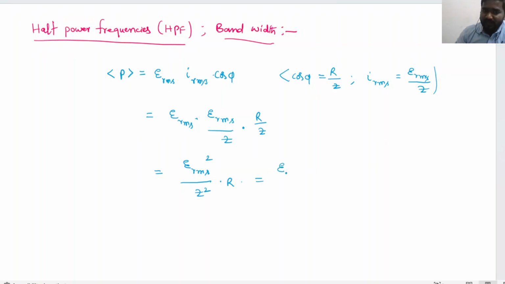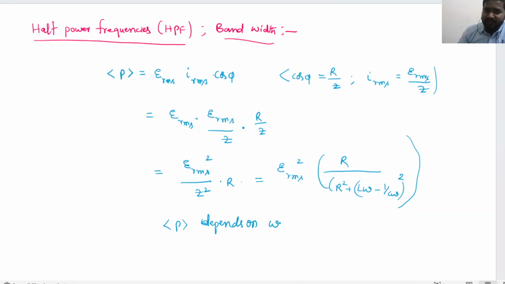Further, you can extend this. E RMS square times R divided by Z square, where Z square is R square plus (L omega minus 1 upon C omega) whole square. So that is your net average power consumption. Now it is clear that the average power depends on angular velocity.